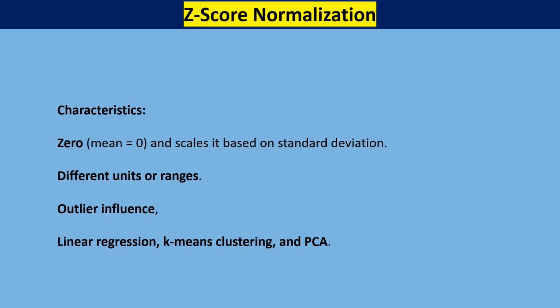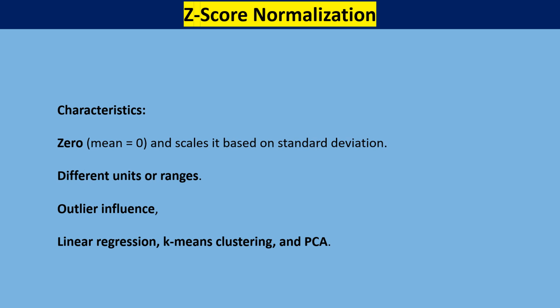Z-score normalization: we have the original feature values, the mean of the feature values, and the standard deviation of the feature values. Characteristics: it centers data around 0 mean and scales it based on standard deviation. Useful when features have different units or ranges. It retains outlier influence, unlike min-max normalization.